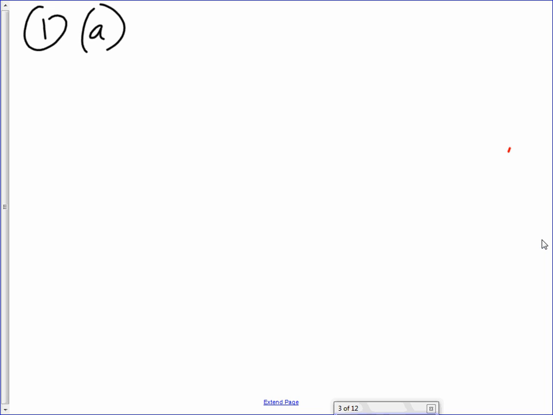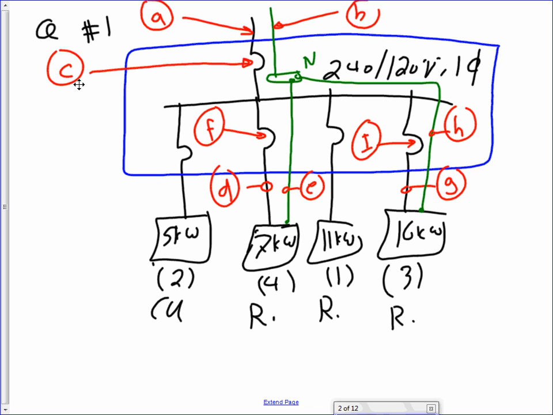Okay. So the first thing we're going to size is the feeder. I need to size the feeder. So here's what I would like you guys to do. The first thing we need to do is, I want to find the demand for these two.